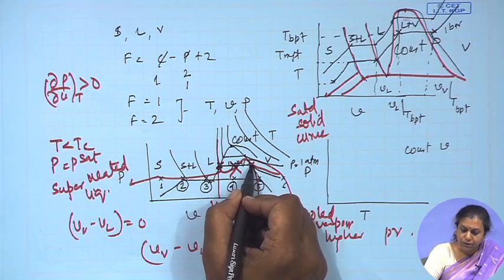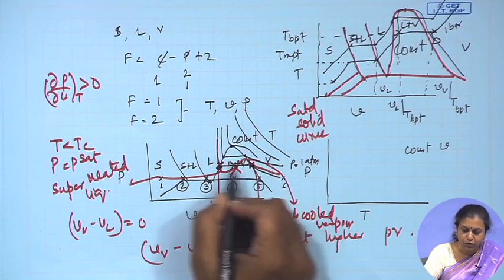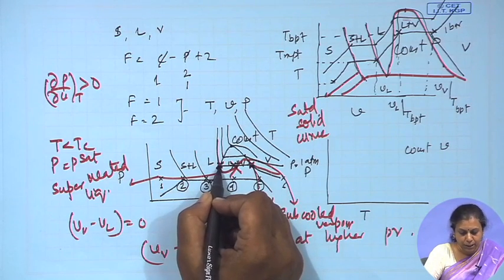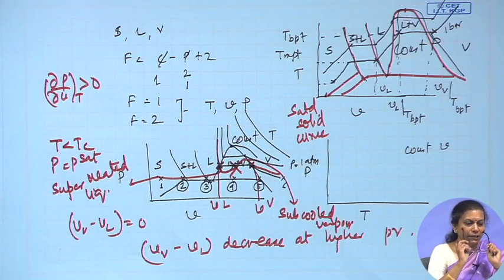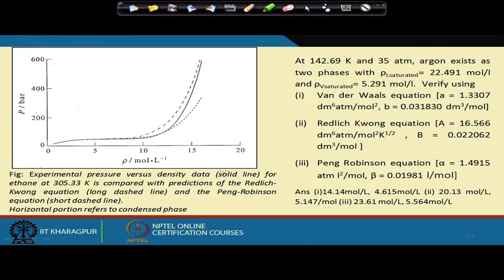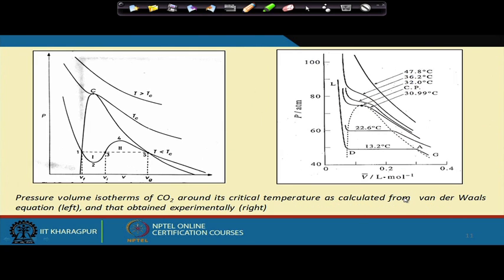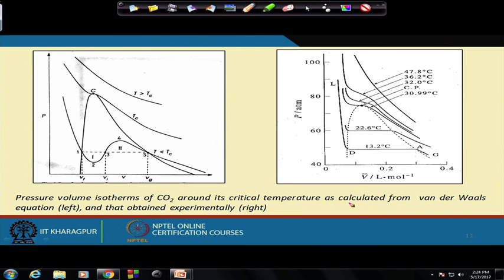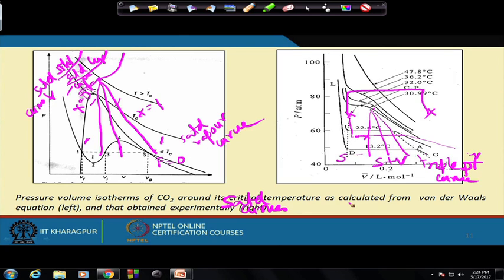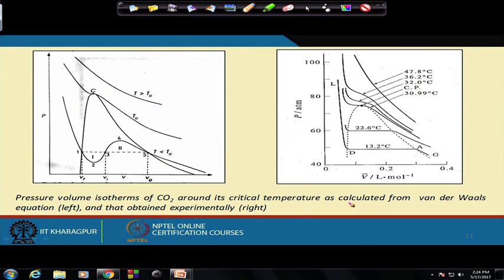So, from each of these you will get 3 roots, out of which the higher root will correspond to the vapor volume and the lower root will correspond to the liquid volume. You are supposed to work out this problem. If you compare, you find that the answer for the Peng-Robinson equation of state is this.